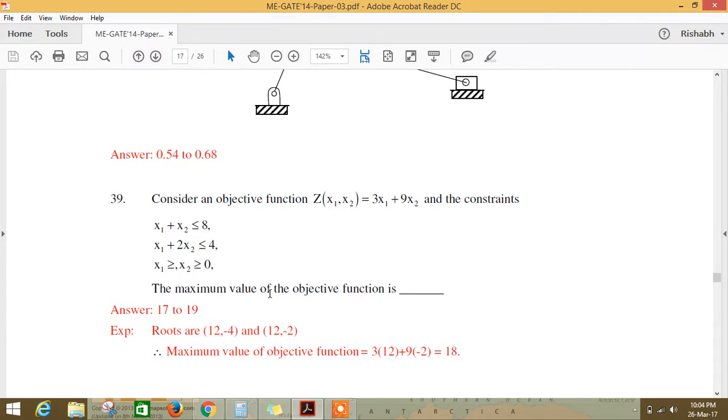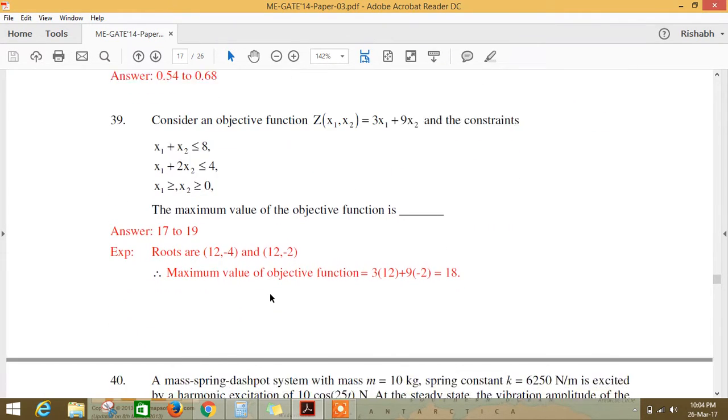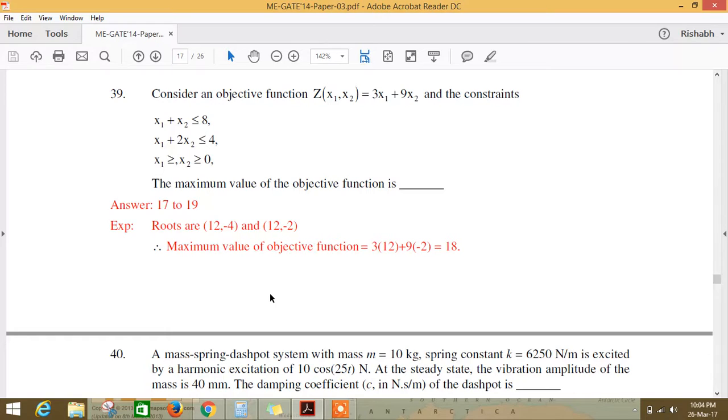So the next question comes from linear programming. It's a very easy question, even class 12 students can do this. Consider an objective function z equal to 3x1 plus 9x2. These are the constraints given, and you have to find the maximum value. If you want to plot it, you can; it is an easy and good way, and the efficiency is maximum in that case. But what I did is I just solved these two equations.